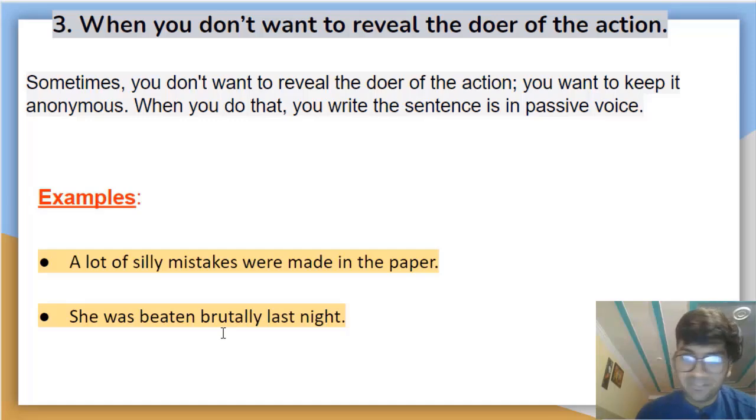I am willing to talk about. And since I do not want to talk about who did this action, I am writing the sentence in passive voice. All right. Case number 3.